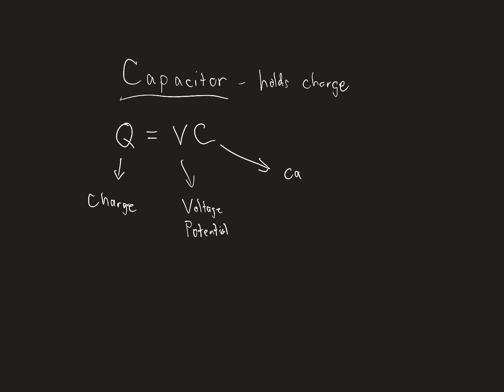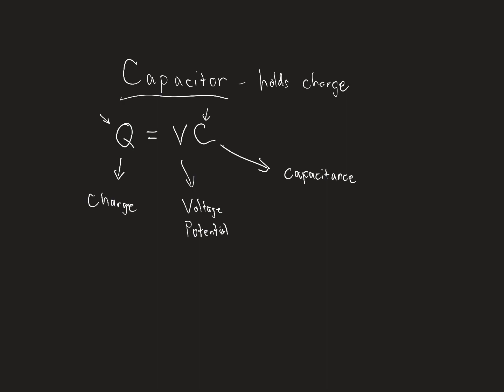Capacitance. And this is where things get confusing, because this is a capital C. What else is a capital C? Coulombs. So the units here are the same letter as this. So that could get confusing. Don't let that confuse you too much. But we have Q equals V times C. Charge is equal to potential times capacitance.